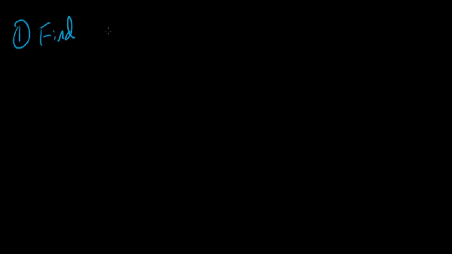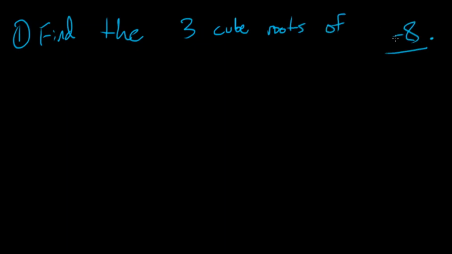If you want to get some extra practice in, here's one for you guys to do. Find the three cube roots of negative 8. You know one of them. Negative 2 times negative 2 times negative 2 is negative 8. One of them is negative 2. Let's call that Z1. But what are Z2 and Z3? Negative 8 is a complex number with no imaginary portion. It has three complex roots. What are the other two?